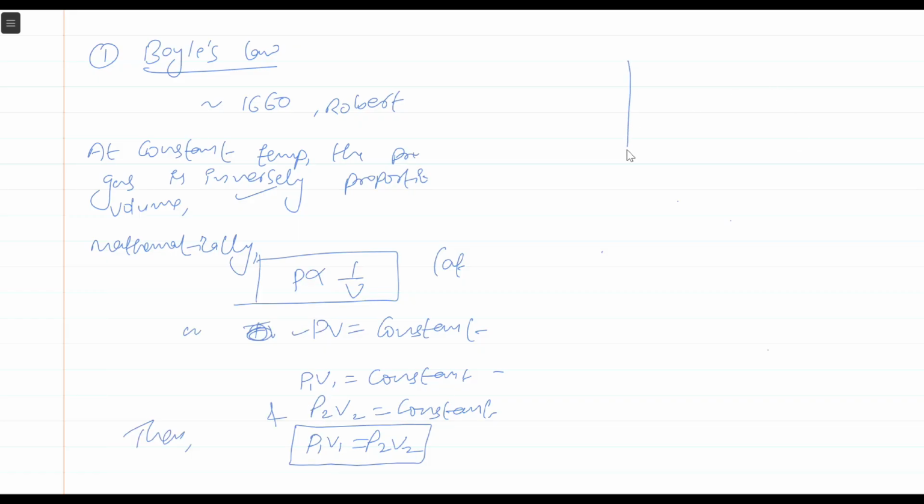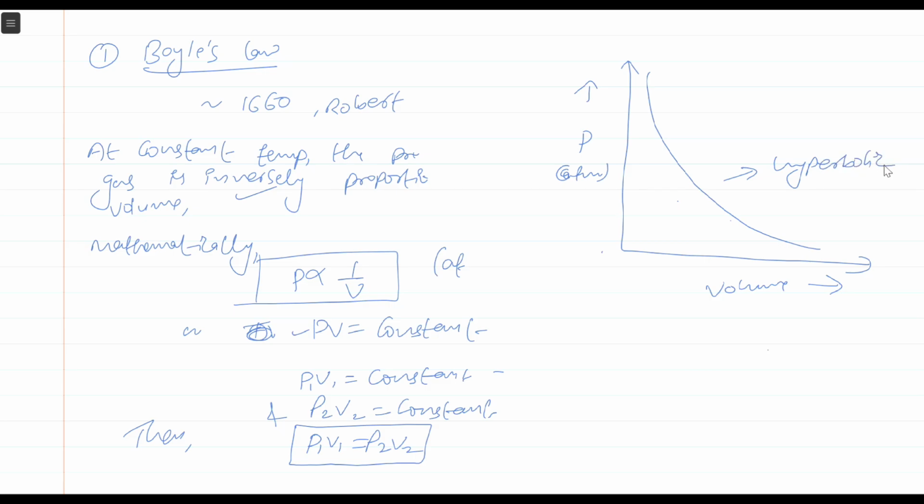If we plot a graph when pressure, whose unit is ATM, is on the y-axis and volume on the x-axis, then we get a curve like this. As volume is increasing, the pressure is decreasing. This is the typical curve that we get in Boyle's law, and the curve's nature is hyperbolic. I hope you understood it properly.